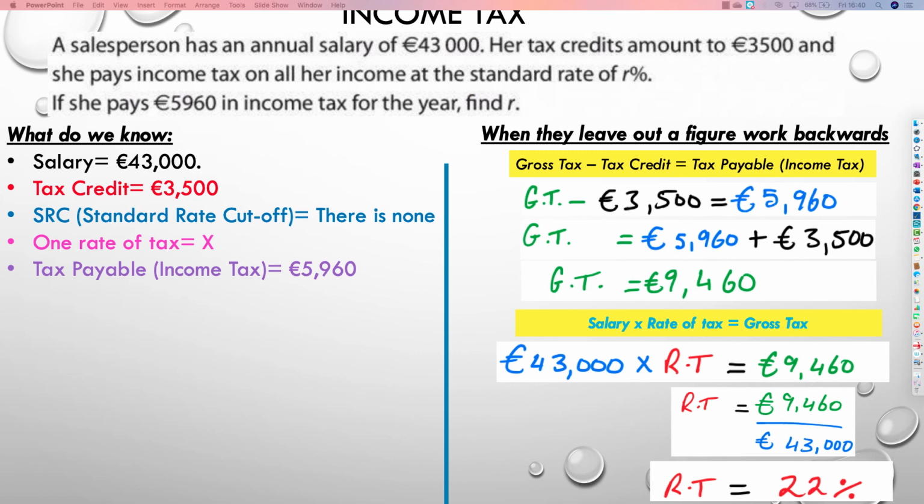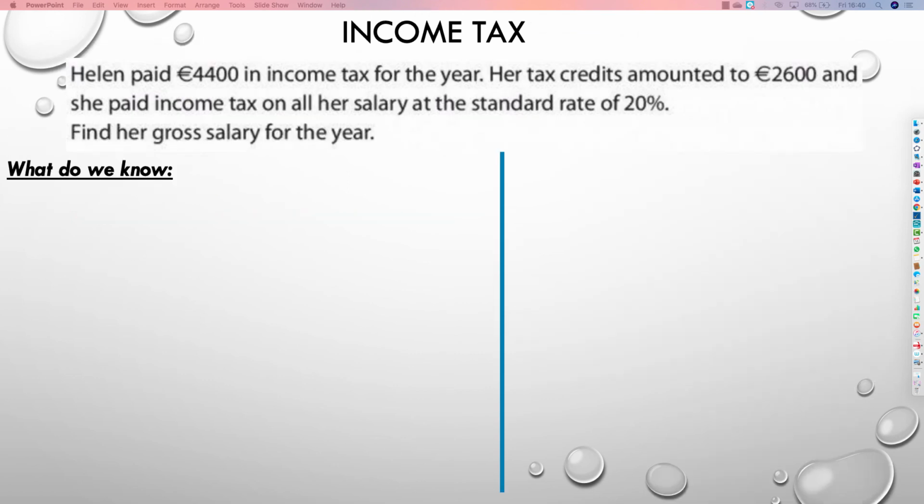Good. Right, next type that will come up. Helen paid 4,400 in income tax for the year. Her tax credits amounted to 2,600, and she paid income tax on all her salary at the standard rate of 20%. Find her gross salary for the year. We're working backwards again. After you go on the gross, they don't ask you this question, go backwards.